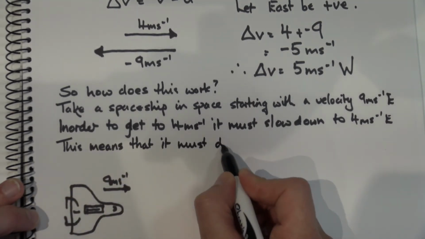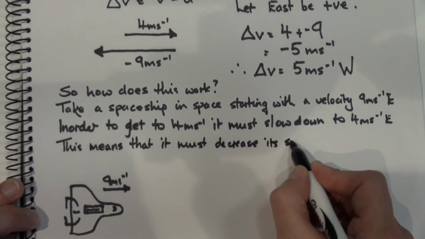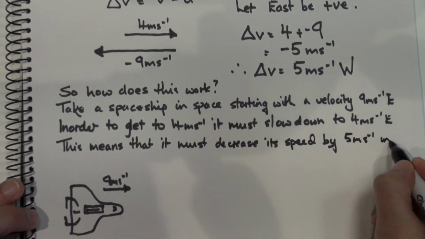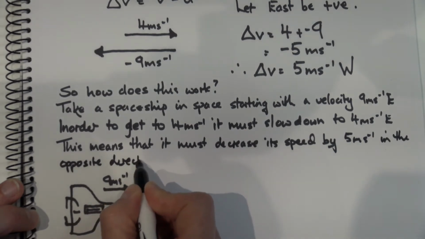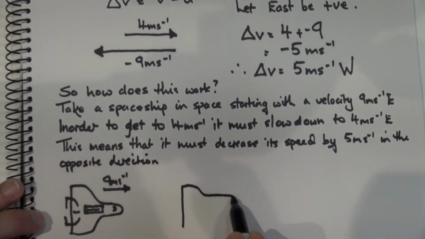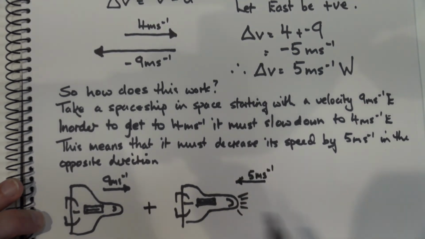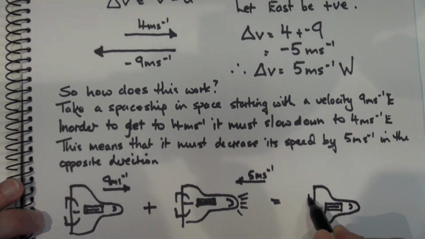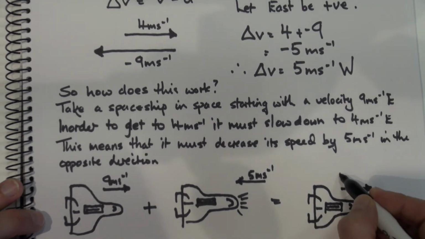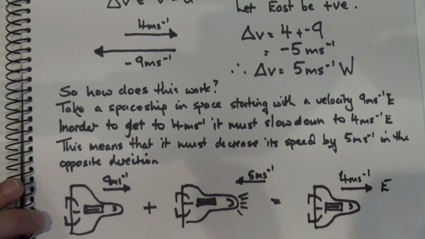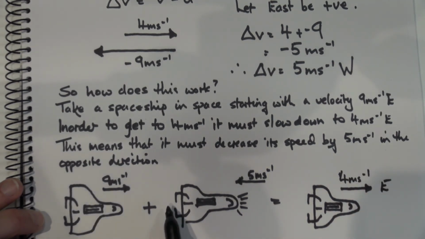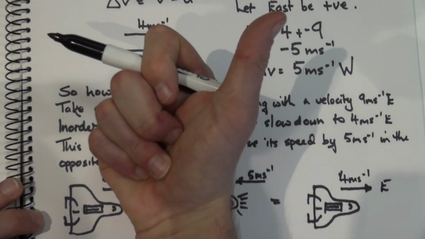As it slows down, it must decrease its speed. Newton's second law states that a force must apply on this object, and this is going to cause the change in velocity. So here's our spaceship. We're going to fire its thrusters at the front of the spaceship and slow it down. As a result, our spaceship will be going at 4 meters per second east. So we start off at 9 meters per second, we fire the thrusters, which changes the velocity by 5 meters per second.